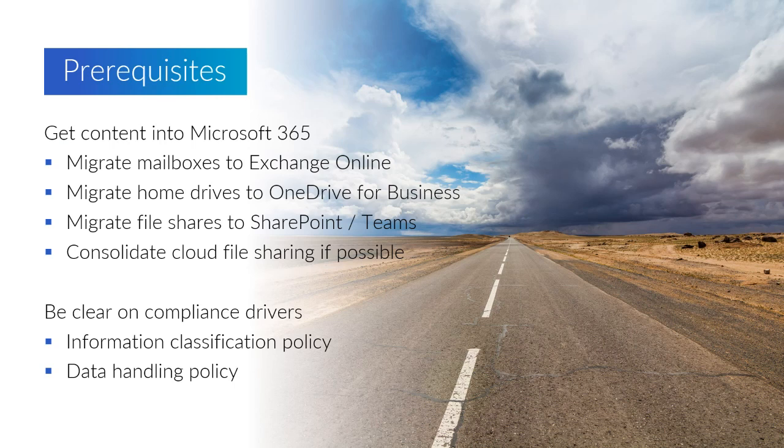Ideally, also bring over any home drives. So if users are still using file share based home drives, bring them over to OneDrive for Business. Where possible, bring your file shares into SharePoint or Teams, and consolidate cloud file sharing as well. So if you're using a whole bunch of different cloud-based file sharing platforms, you're going to have an easier life if you consolidate and coalesce around Microsoft 365 tools if you can. It's also worth being clear on what's driving your compliance policies, so make sure your information classification policy, your data handling policies are nailed down before you start.